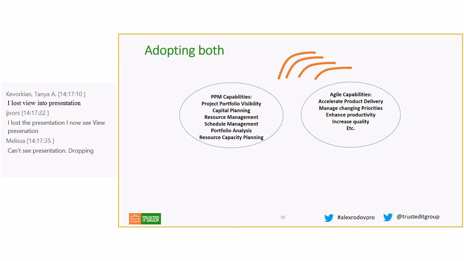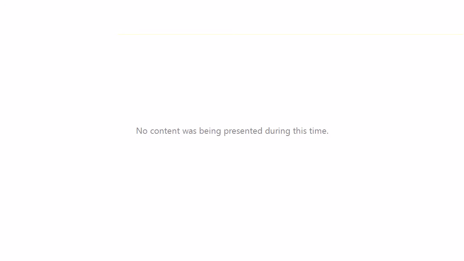So those are the PPM capabilities. And on the right side, we can see the agile capabilities, which are accelerate product delivery, manage changing priorities, enhance productivity, increase quality, all those things that we saw in the earlier slides from the research. All these capabilities are very much in place for agile methodology.